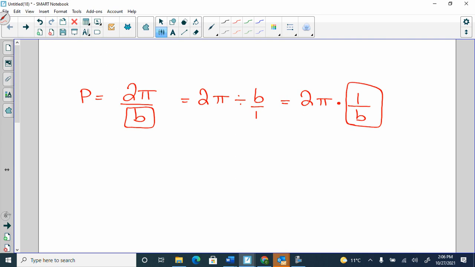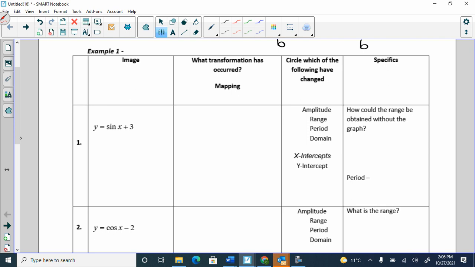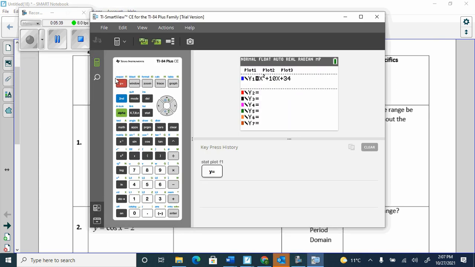So let's look at this. Y equals sine x plus 3. Can you all type it into your calculator? I'm going to bring my calculator up. Because equations work better in radians. But it depends on our c value. Our c value will tell us what we're in.